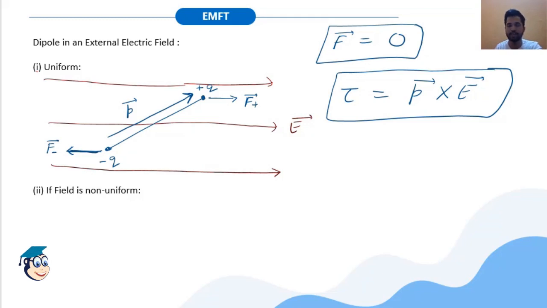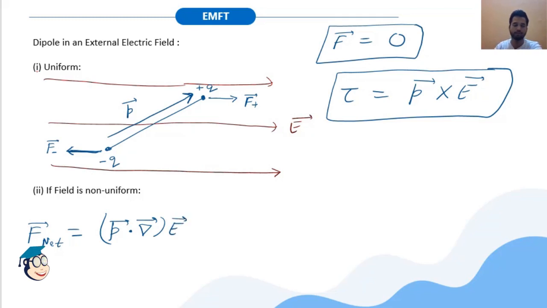That is, the dipole is placed in a field which is non-uniform. I am not going to draw the non-uniform field; I am just going to write the net force formula. So F net, in this case, is not equal to 0 because the field is not uniform, and the net force is given by P dot del times E.